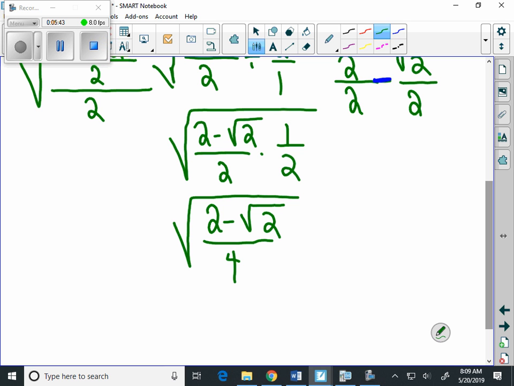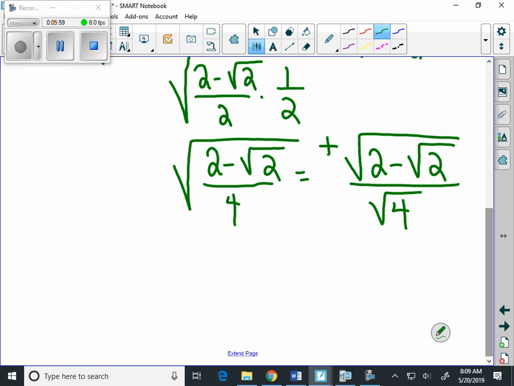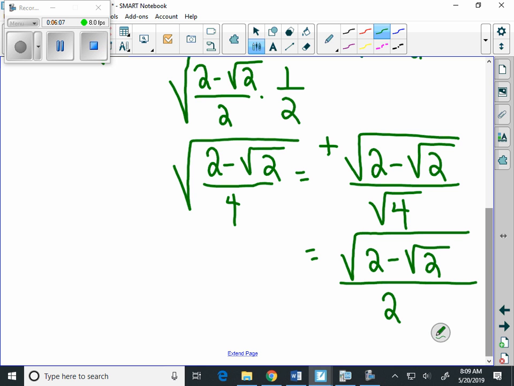The thing is, when we finish this, we said, again, that this is going to be positive. We cannot do anything to 2 minus the square root of 2 all underneath the square root. But we can take the square root of 4, and that's going to allow us to finish this problem, which is going to be 2 minus the square root of 2, and then down here, square root of 4 is 2.